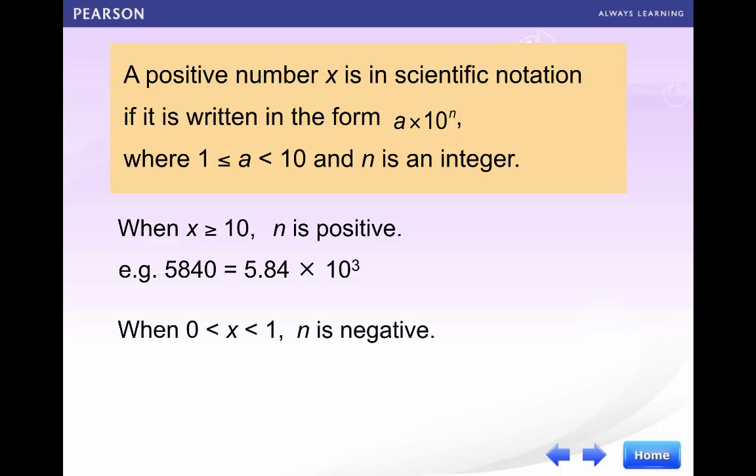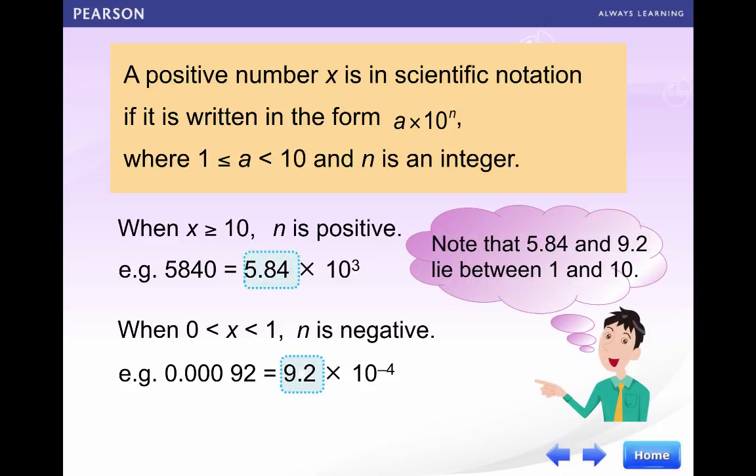If the original number is greater than 0 but less than 1, then the index will be a negative index. For example, 0.00092, we will change it into 9.2 and then count how many zeros come before it. There are 4 zeros, so it is multiplied by 10 to the power negative 4. These numbers are between 1 and 10.